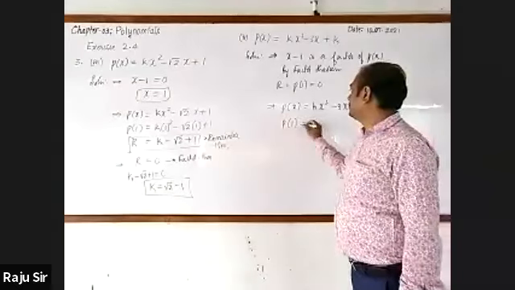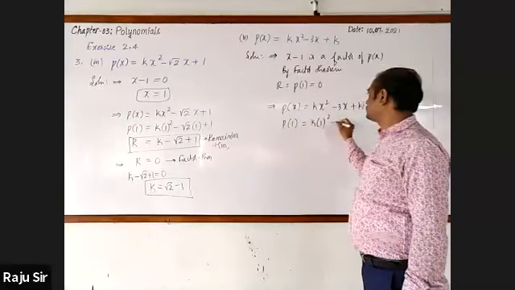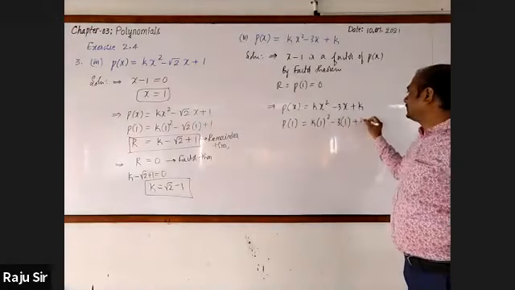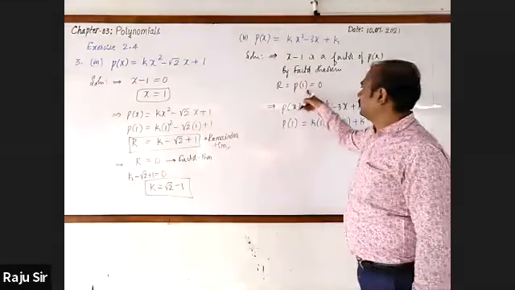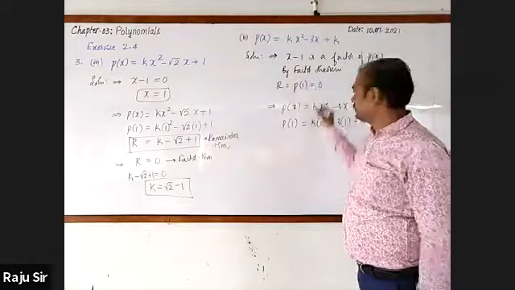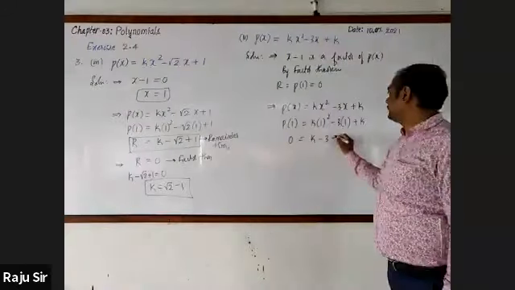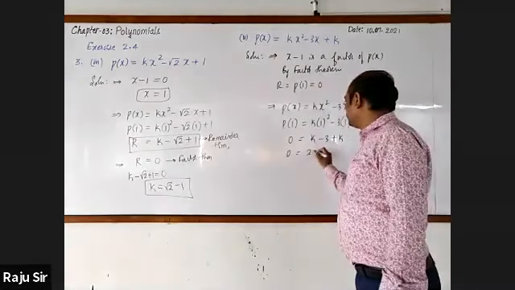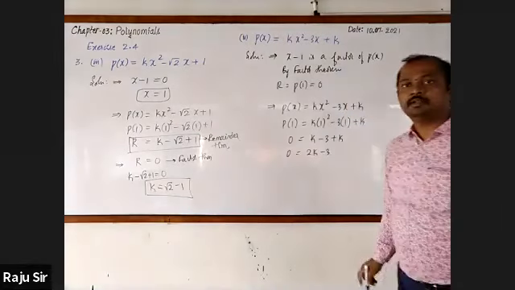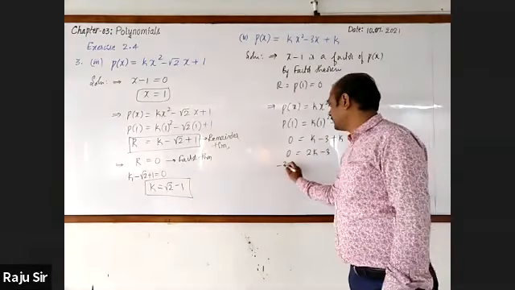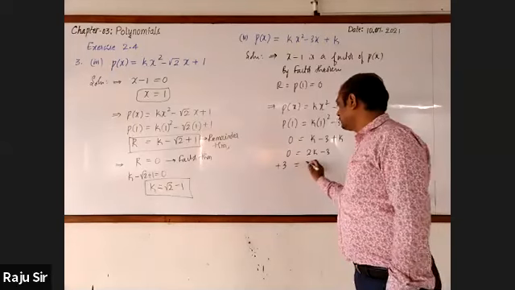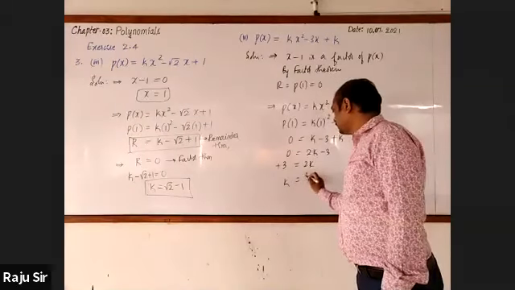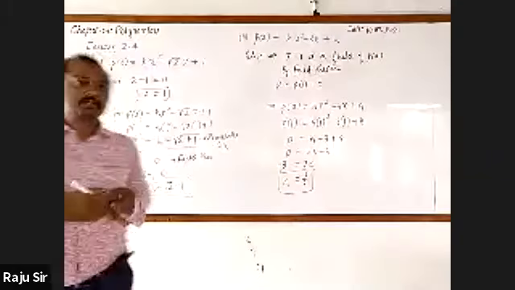P of 1 is equal to k into 1 whole square minus 3 into 1 plus k. Where P of 1 is 0. It is k minus 3 plus k. Then 0 is equal to 2k minus 3. Transfer minus 3 to the left hand side, it becomes plus 3 is equal to 2k. Then k is equal to 3 by 2. Got it? This is another method.